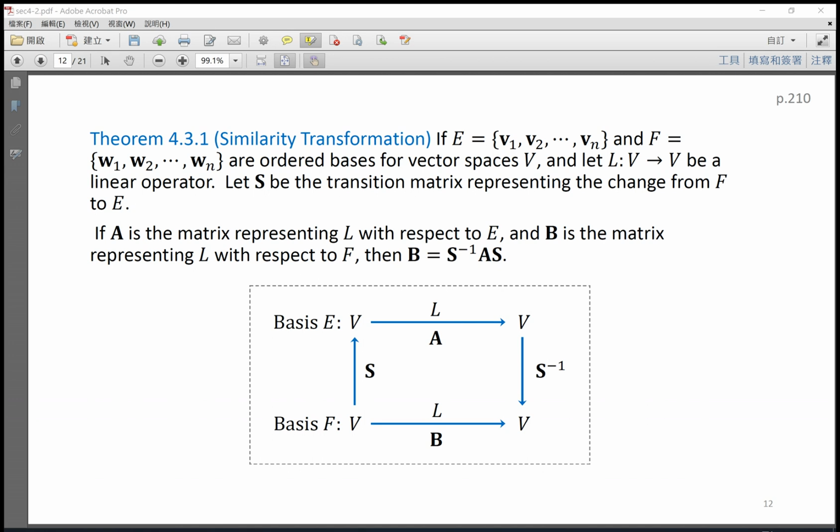At the bottom of this slide is a figure illustrating the theorem of similarity transformation. Matrices A and B are the matrix representations of the same linear operator L. Matrix A is the matrix representation of L with respect to basis E, while B is the matrix representation of the linear operator L with respect to basis F. The matrix S is the transition matrix from basis F to basis E, and therefore S inverse is the transition matrix from basis E to basis F. Theorem 4.3.1 states that B equals S inverse times A times S.